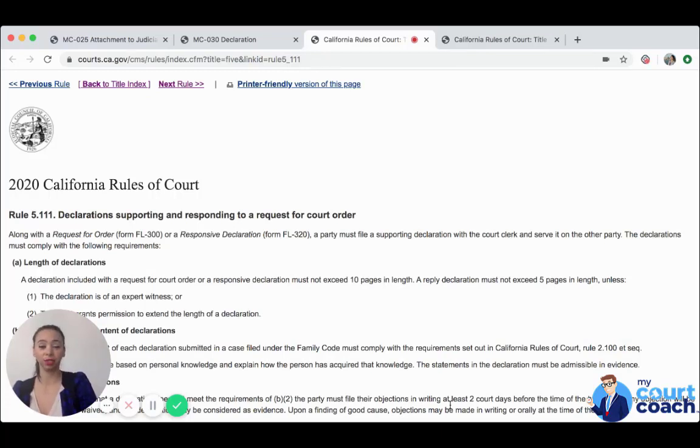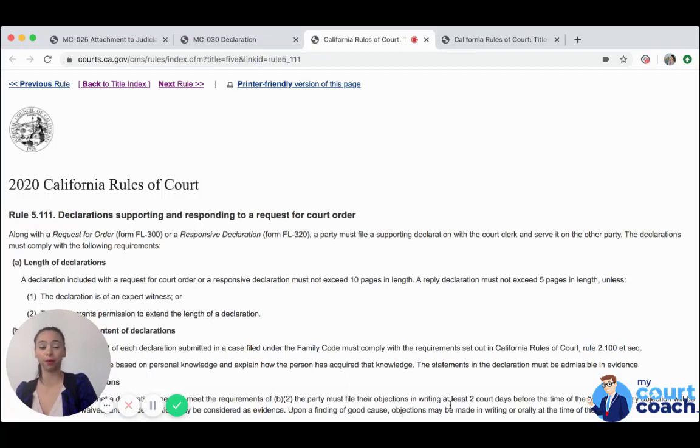So your declarations are also supposed to be in lieu of live testimony, meaning instead of you sitting before the judge and telling everything to the judge in court, you're using the declarations to write out everything that you do want to notify the court about. When you do that, then the court has to either accept your declarations if you move it into evidence.